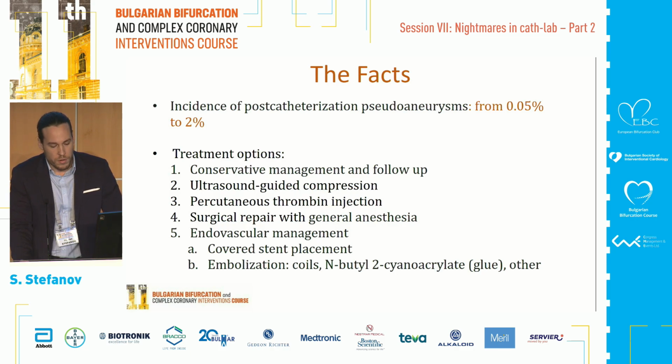This would surely be very effective in our case, but actually our patient is at very high surgical risk. He has many comorbidities, and we don't want to send him to surgery with general anesthesia. So we are left with the endovascular option of management. There are actually 2 strategies in the endovascular option. One is to place a covered stent in the donor artery. This will surely isolate the pseudoaneurysm and be very effective, but this procedure also has some risks.